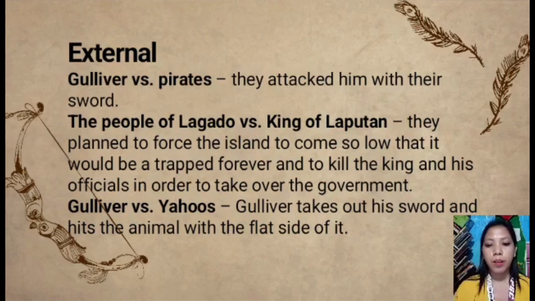Another one, the people of Lagado versus the king of Laputa. They planned to force the island to come so low that it would be trapped forever, to kill the king and his officials in order to take over the government. Another one, Gulliver against the Yahoos. Gulliver takes out his sword and hits the animal with the flat side of it.